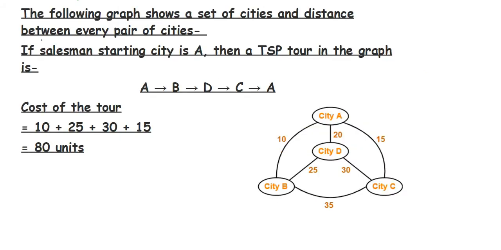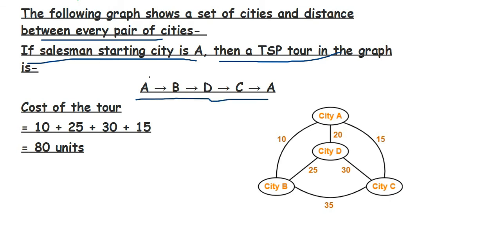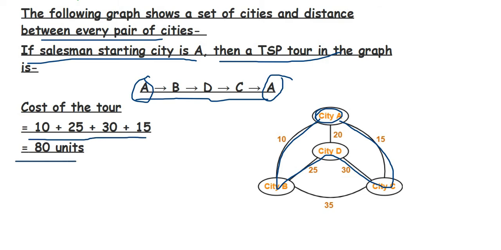The following graph shows a set of cities and the distance between each pair of cities. If the salesman's starting city is A, then a traveling salesman tour in the graph is A to B, B to D, D to C, and C to A, which means the starting and ending points will be the same, which is A over here. He travels from city A, goes to B, then D, then C, and back to A, which means he has covered all the cities and traveled back to A. Therefore, this must be the shortest length of the path, which is 10 plus 25 plus 30 plus 15, which is 80 units.